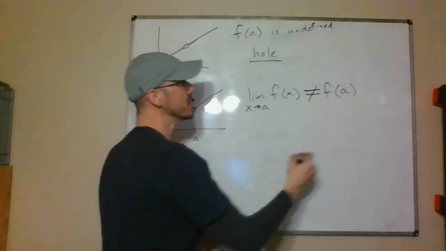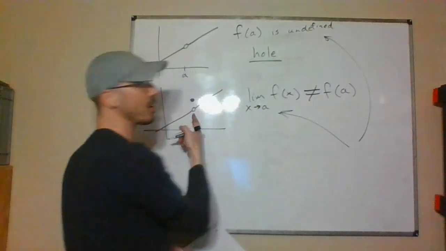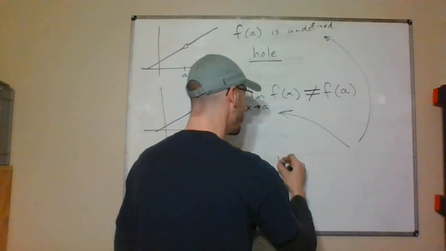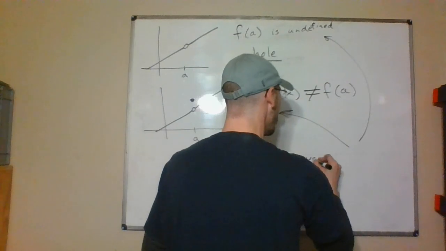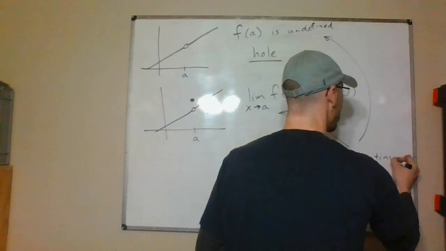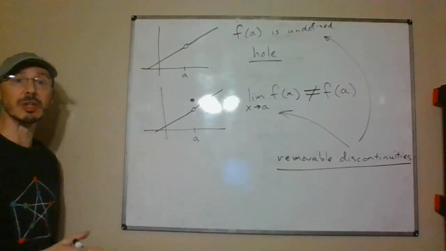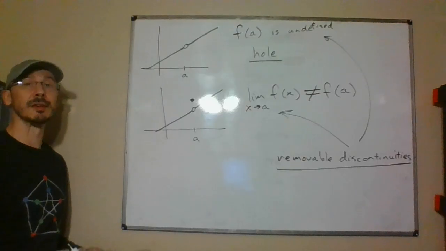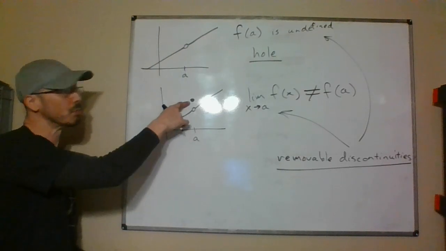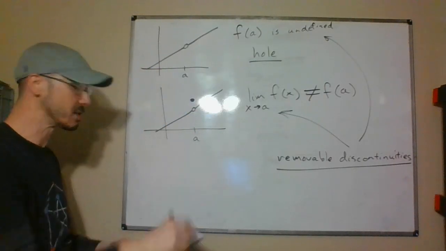And both of these, I call this a hole also. These are both removable discontinuities. So both are examples of a removable discontinuity. In other words, you could fill this in and have a continuous function. You could move that point and have a continuous function. As they are, though, they're discontinuous at the point a.